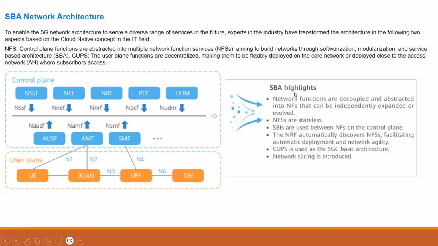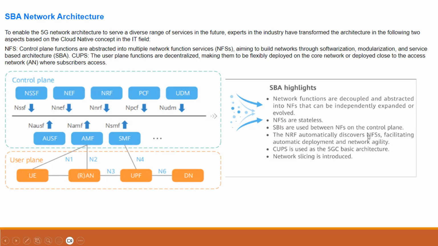The other highlight of SBA is that the NFs are stateless. Each of these network functions do not carry any state. All the states, all the subscription information is stored in UDM or in UDR. Okay, and SBIs, so your communication is done on service-based interfaces. So these are interfaces on which each of these NEs communicate on a specific bus, and that bus is basically communicating with the rest of the NEs.